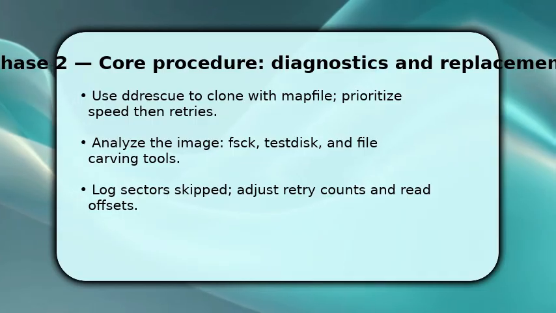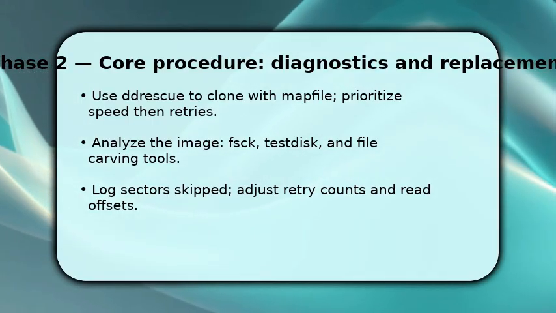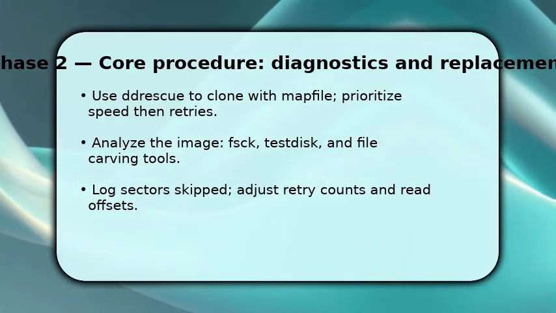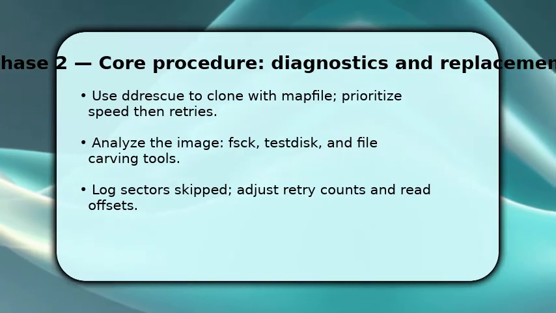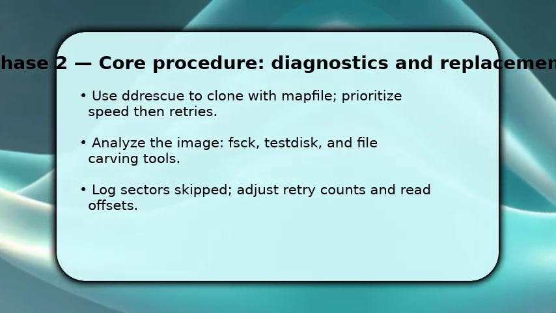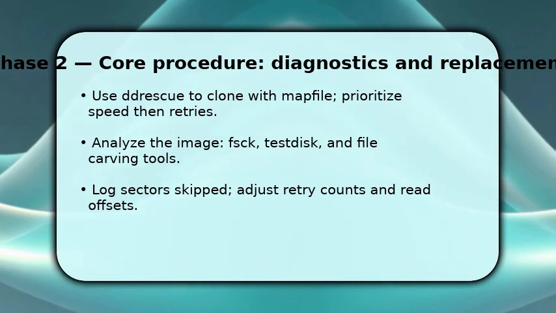Next, examine the image. fsck for file system repair, TestDisk to rebuild partition tables, and PhotoRec or Scalpel for file carving when metadata is gone. As you work, interpret the map file and SMART logs to adapt retry counts and offsets. This lets you target salvageable data efficiently.